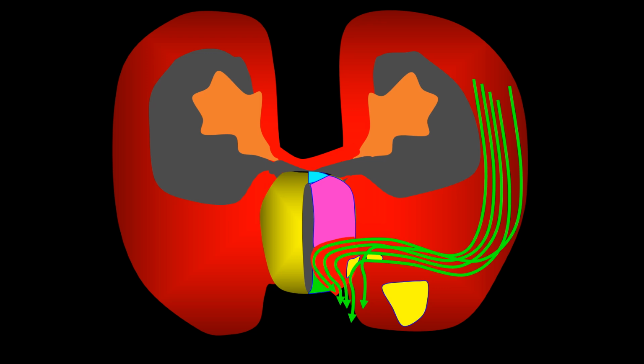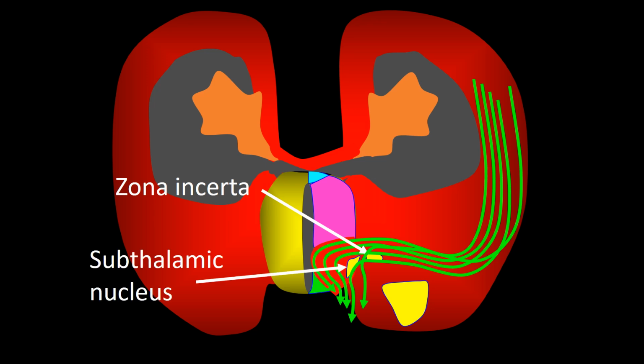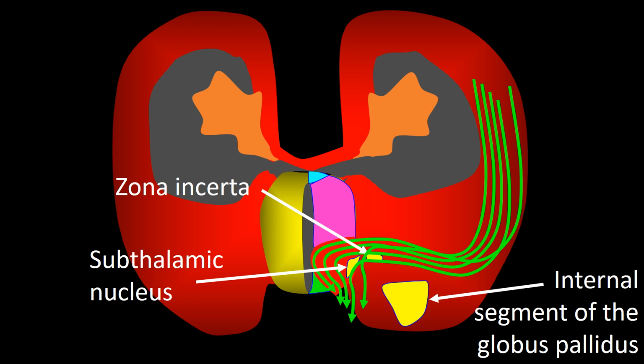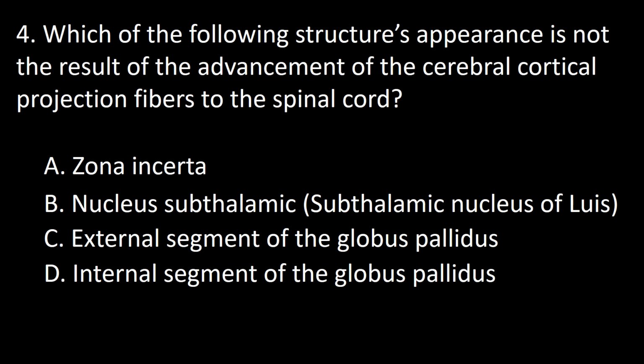I will now proceed to name these masses: the zona incerta, the subthalamic nucleus of Luys, and the internal segment of the globus pallidus. So the answer to this question is C.